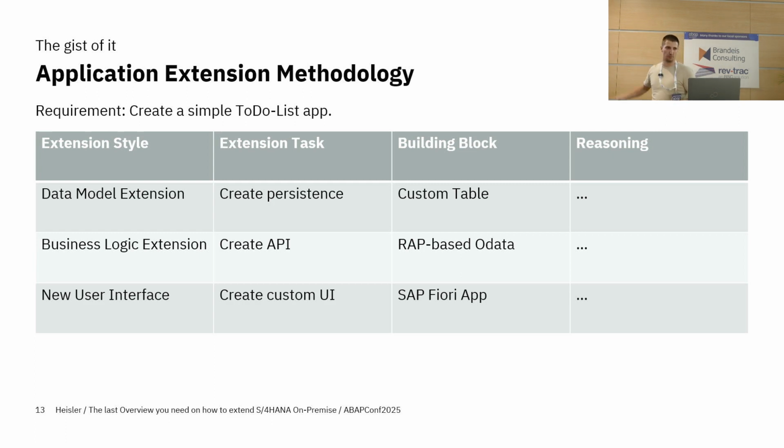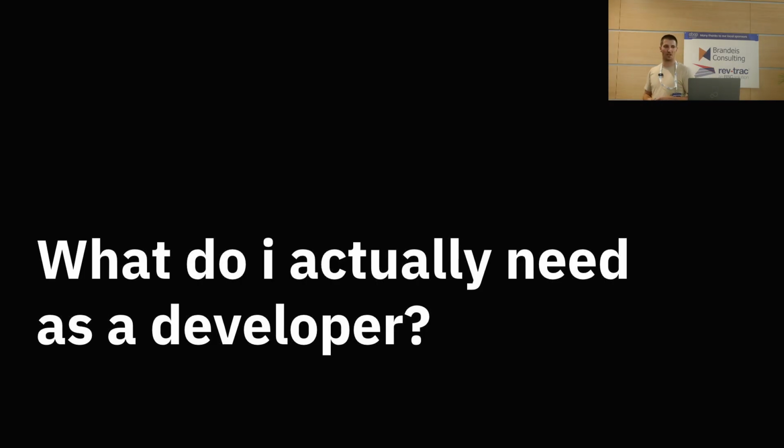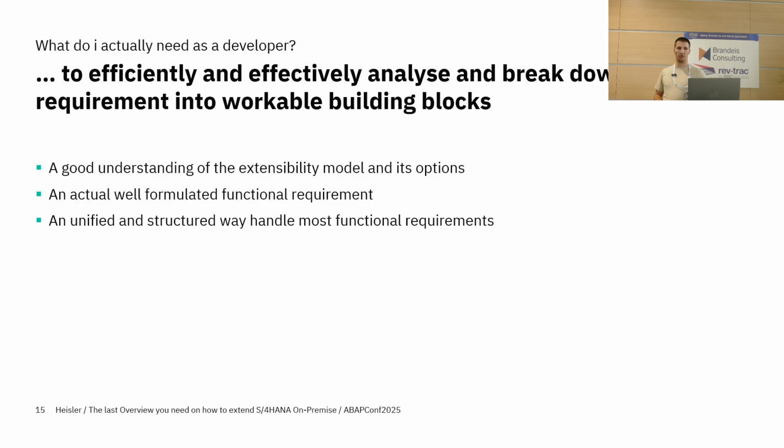Yeah, I skipped the reasoning because it doesn't matter for this case. Okay, now I've shown a lot of stuff from the SAP, stuff you could also find on the internet. Hopefully, I was able to condense it a little bit more. Yeah, then what is it that we actually need as developers? I created 3 points out of that. Points we need to effectively and efficiently analyze and break down our functional requirements into workable building blocks.